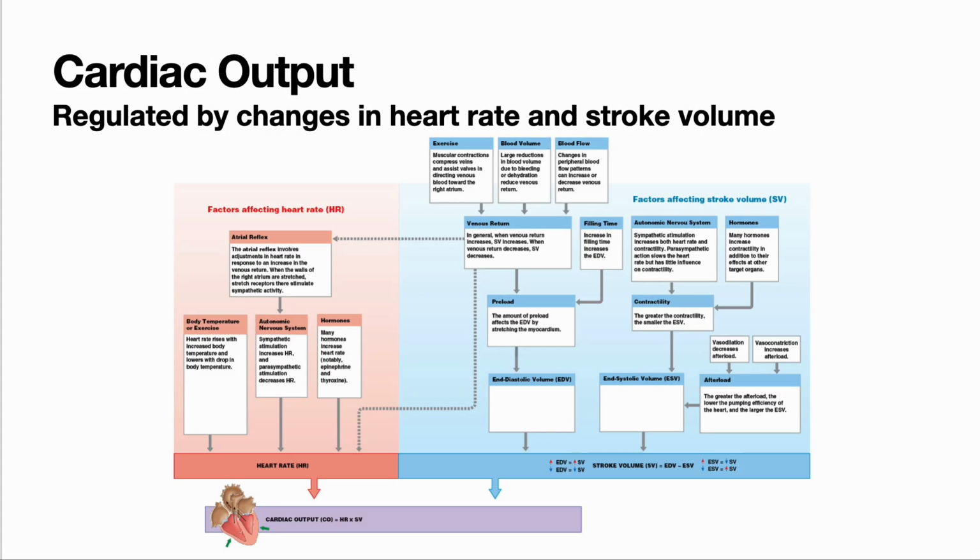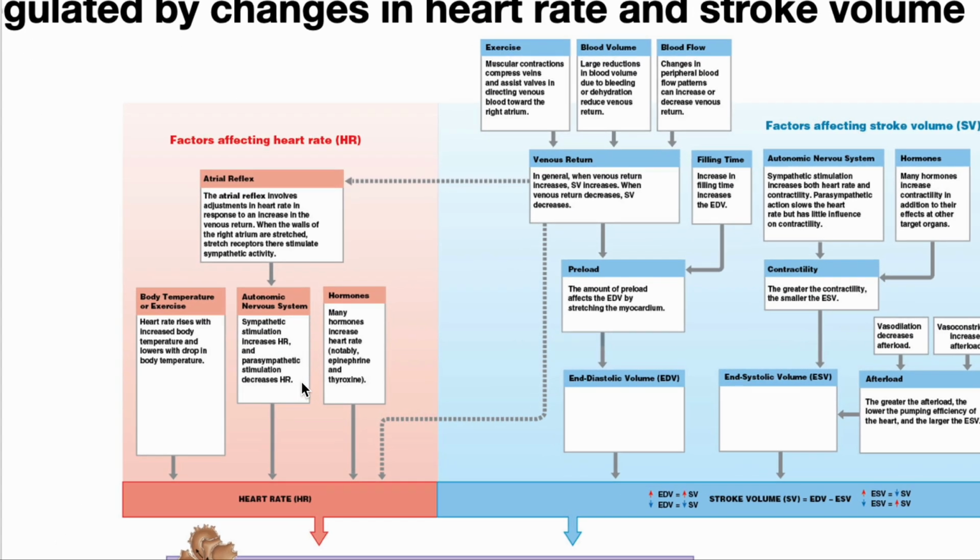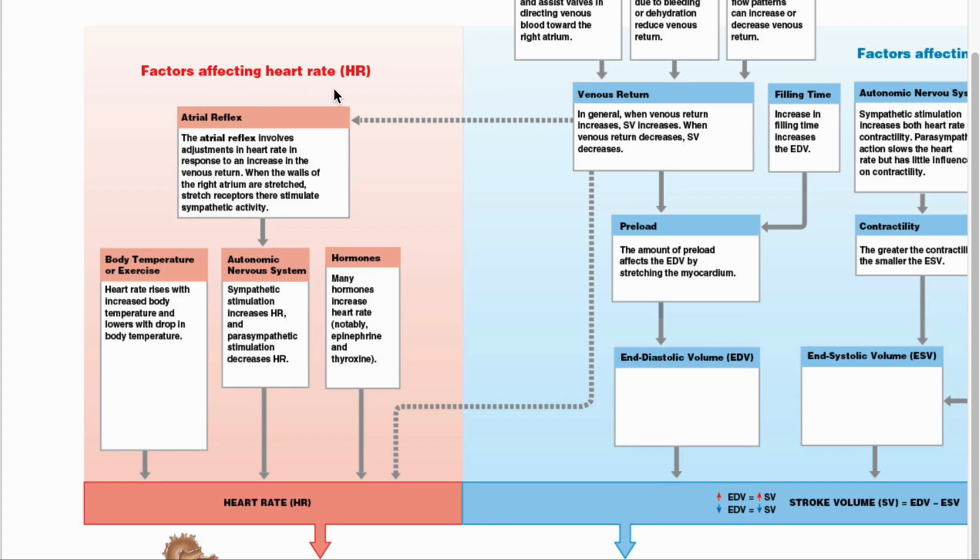All right, so let's look at all the things that might impact or help regulate heart rate and stroke volume, and therefore impact cardiac output. Over here on the left, I'm going to blow this up a little bit. We've got factors affecting heart rate. We've got this atrial reflex, which is adjustments in the heart rate in response to an increase in venous return. When the walls of the right atrium are stretched, that's going to stimulate sympathetic activity because it means we've got larger volumes of blood coming in. So we're going to need to increase the heart rate to move that blood out, right?